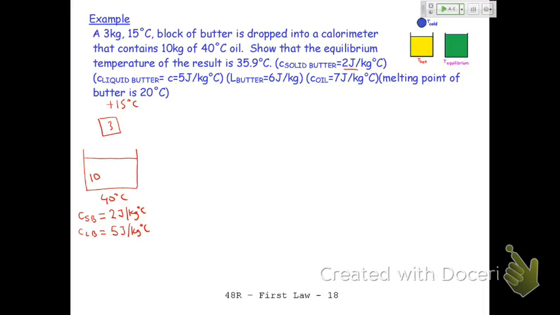And I say the L for the butter. Butter's got to go to liquid butter, so L for the butter is 6 joules per kilogram, and C for the oil is equal to 7 joules per kilogram degree C, and then the final little bit, the melting point, because it's not ice, for butter is 20 degrees C.